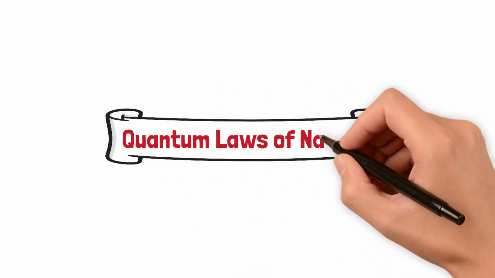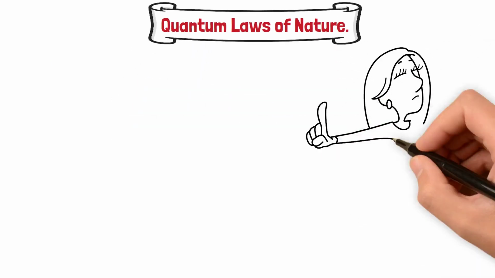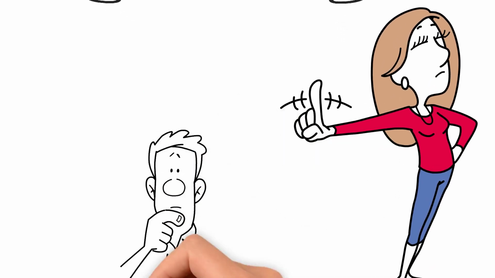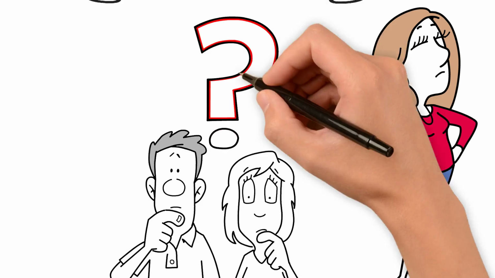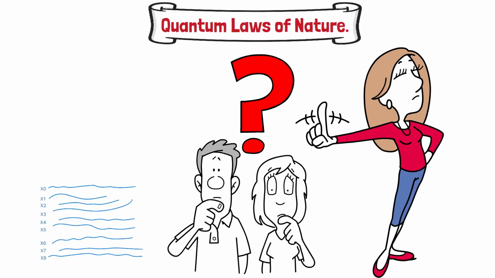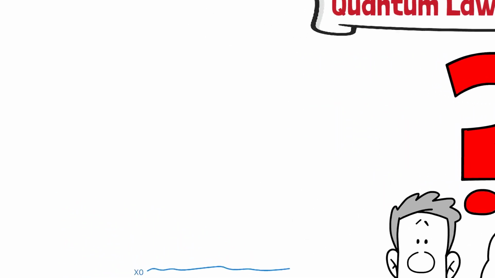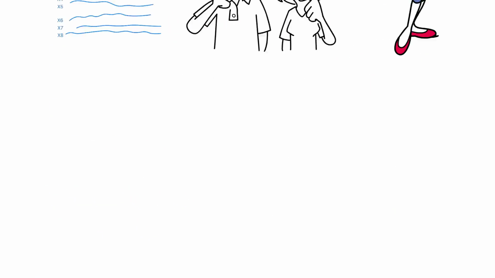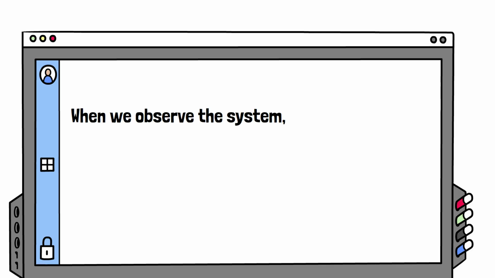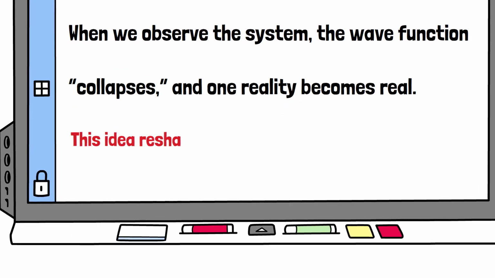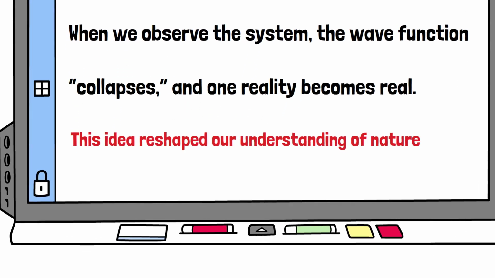Quantum laws of nature. Quantum mechanics doesn't describe things in definite terms but in probabilities. It tells us where a particle might be, not exactly where it is. Instead of deterministic laws, the quantum world follows mathematical wave functions that describe all possible outcomes. When we observe the system, the wave function collapses, and one reality becomes real. This idea reshaped our understanding of nature.